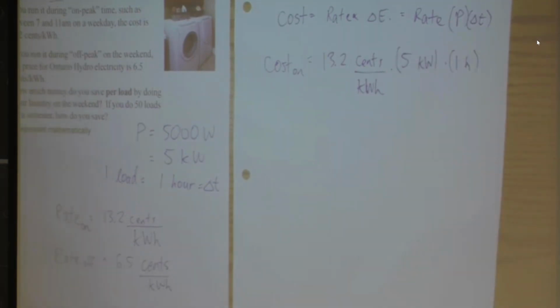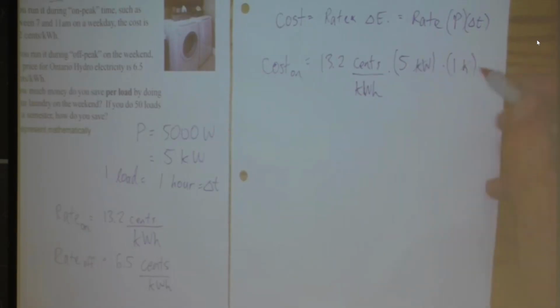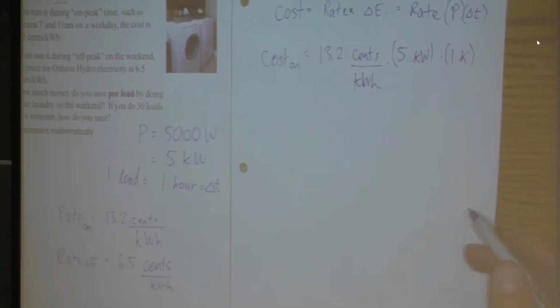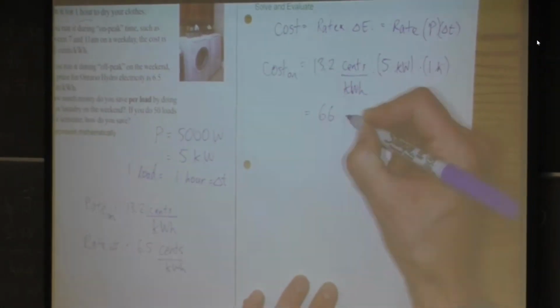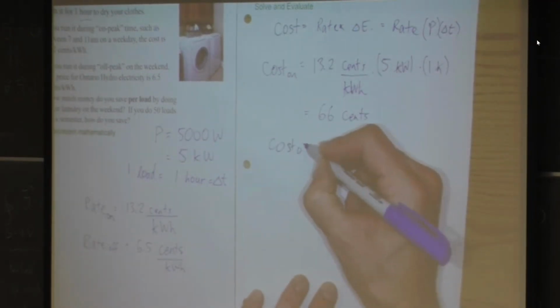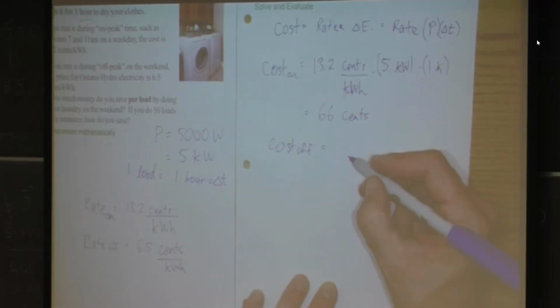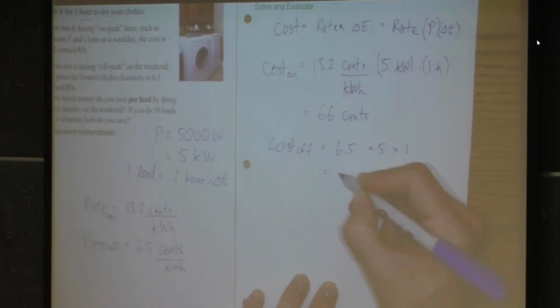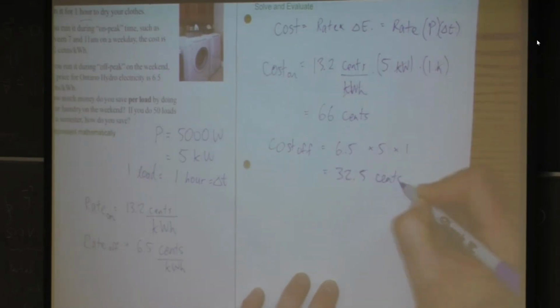The way the units work out there is the kilowatts times hours cancels the kilowatt hours, and you just get 13.2 multiplied times 5. So this is 66, and the only thing left is cents. And then the cost for the off-peak is going to be similarly 6.5 times 5 times 1. That's going to be 32.5 cents.